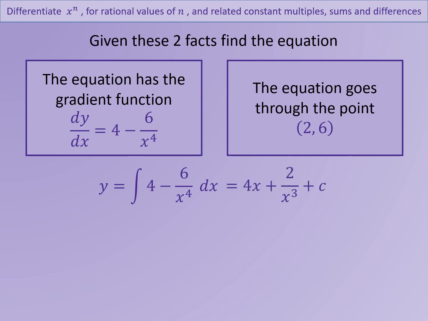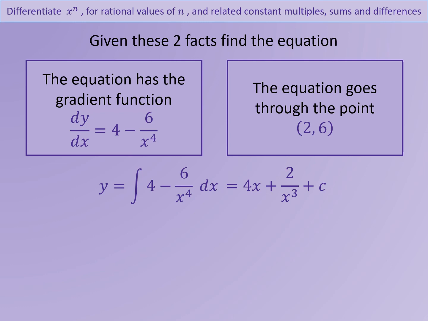So 4 would integrate to 4x. I would be writing minus 6 over x to the power of 4 as minus 6x to the minus 4. And then when I raise the power by 1 and then divide through by the new power, it will give me 2x to the minus 3. And 2x to the minus 3 can be written as 2 over x cubed.